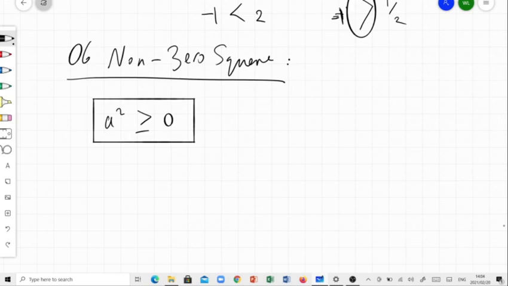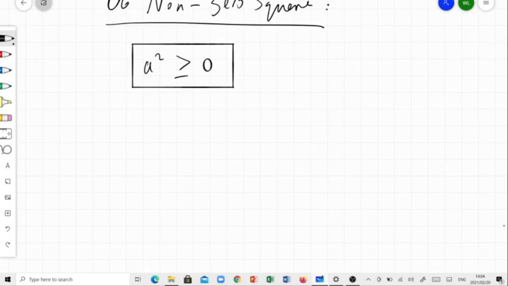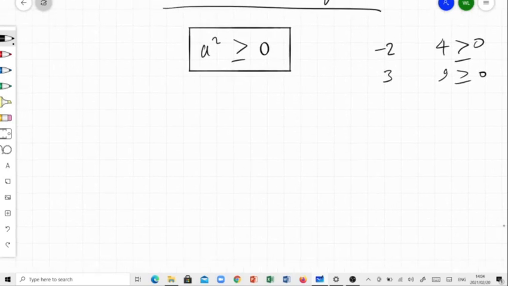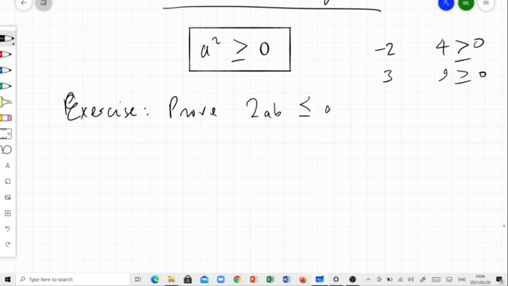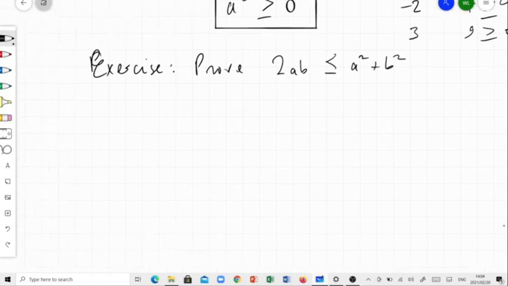So for example, let's look at -2. I square it. What do I get? 4. That's positive. If I take 3, square it, 9, positive. No matter what. Okay. So let's use this to do our first exercise of 2021. Prove using the non-zero square that 2ab is smaller than a squared plus b squared. So if I take the product of two numbers and I double it up, that number is dominated by the sum of the squares.